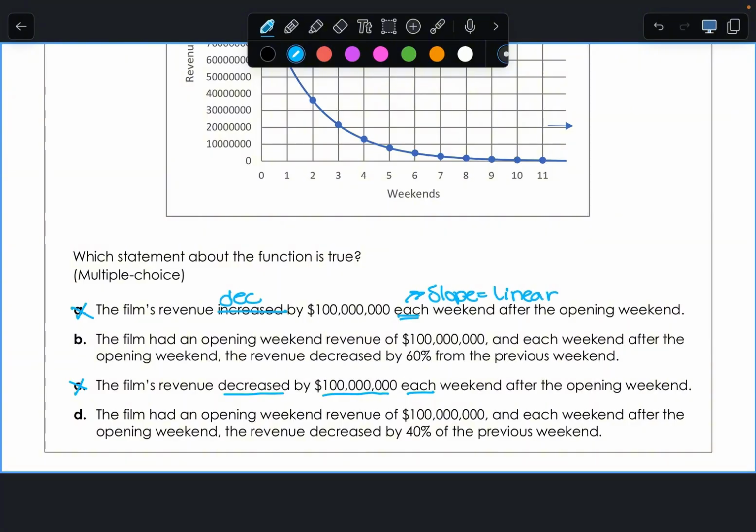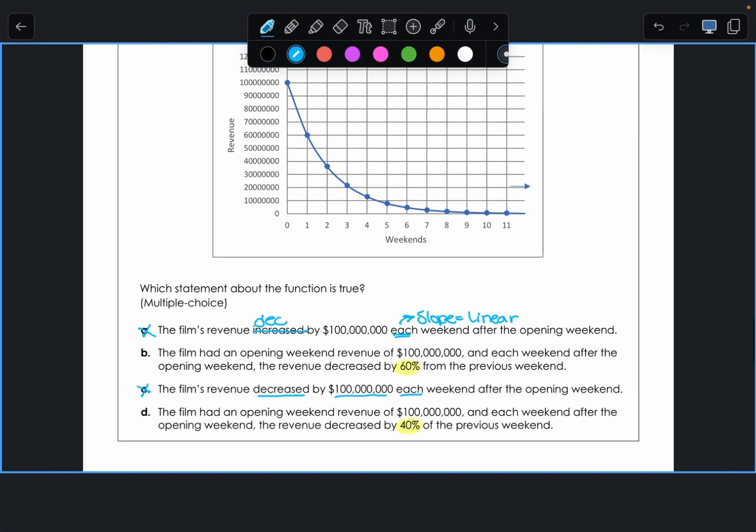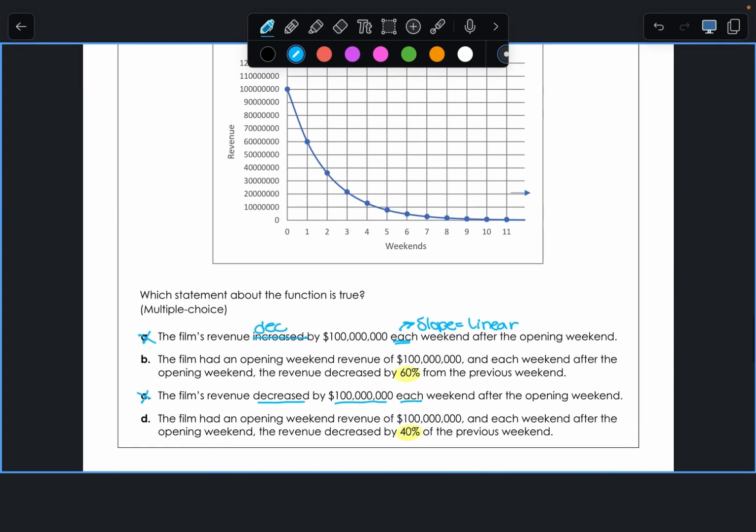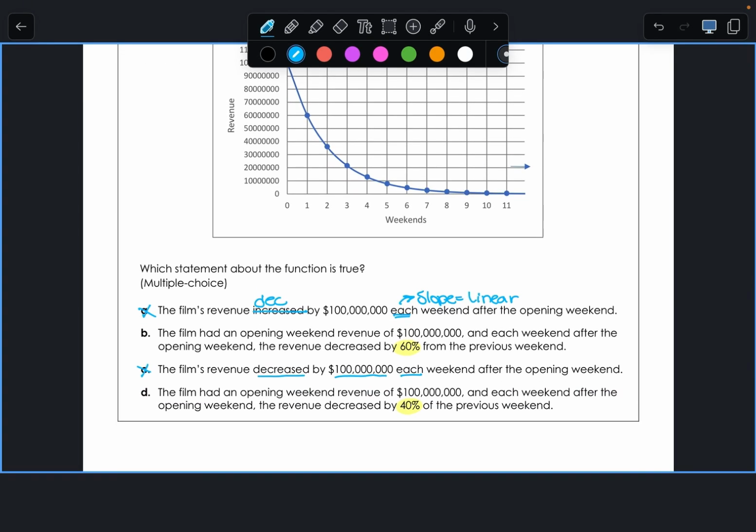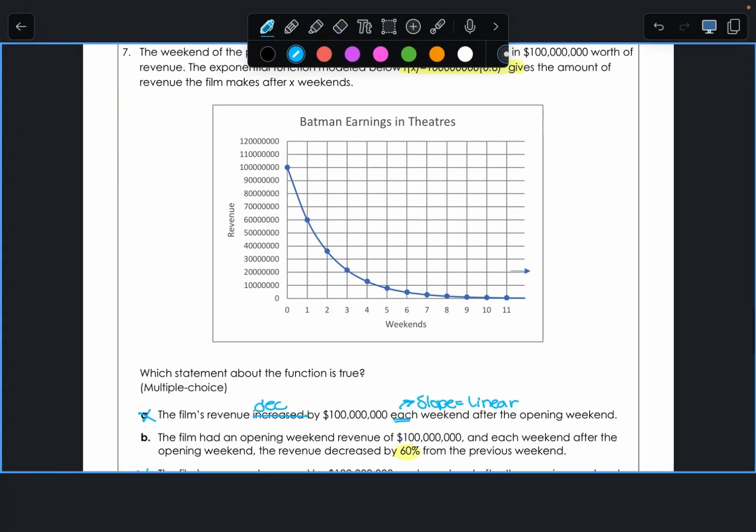What's the only difference between the way B and D is written? The percent. On B it says the revenue increased by 60, and on the other one it decreased by 40. Okay, which one do you think it is? 40. Because if it goes from 100 million to 80... It's D. He said D. Kennedy said B, okay?